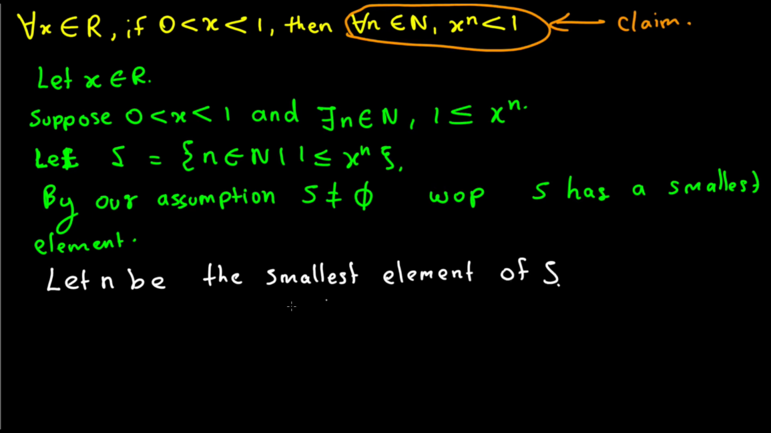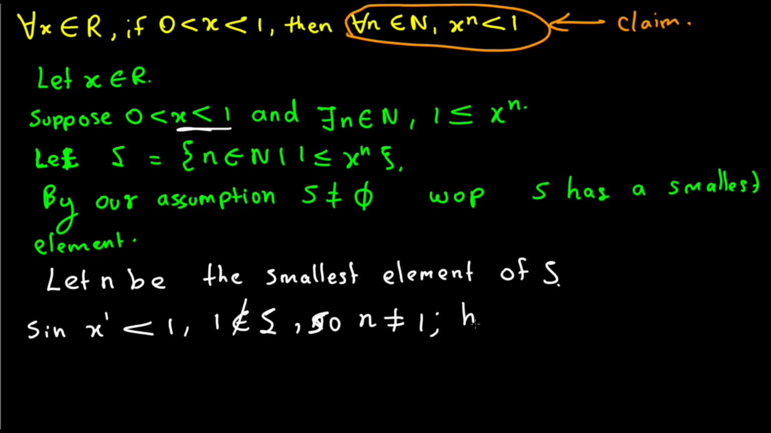Since x power 1 is less than 1, because that's given in here, 1 is not in the set, and so n is not equal to 1. If n is not equal to 1, we can say n minus 1 is a natural number, but it's not in the set. So we have a natural number.